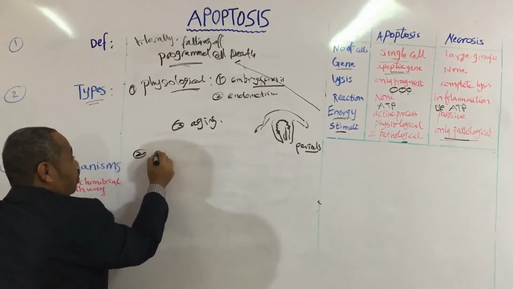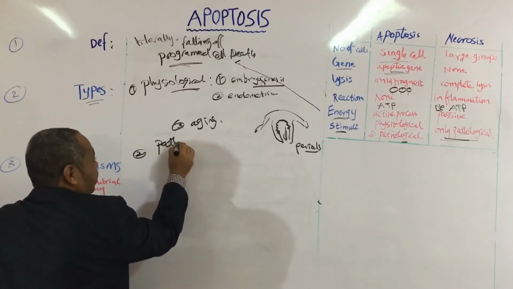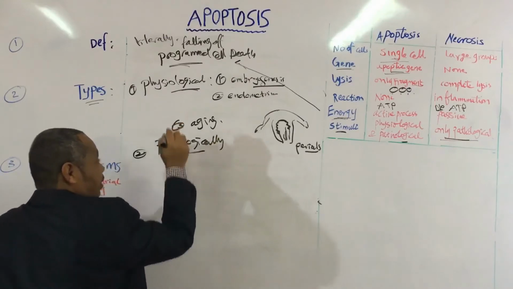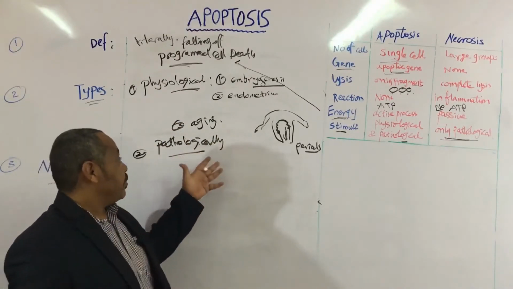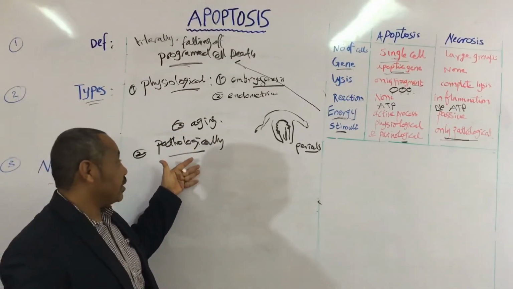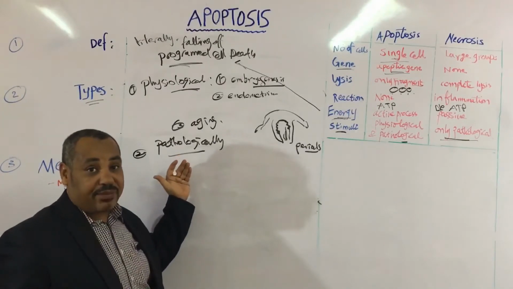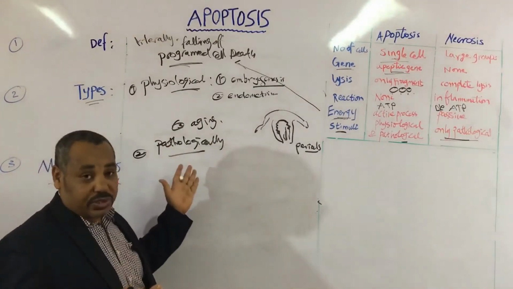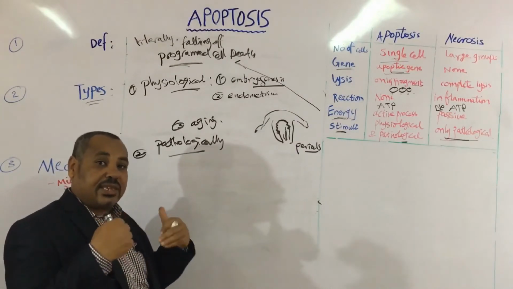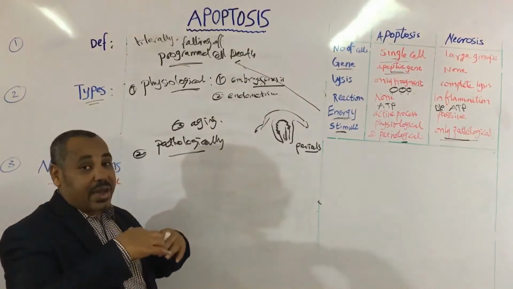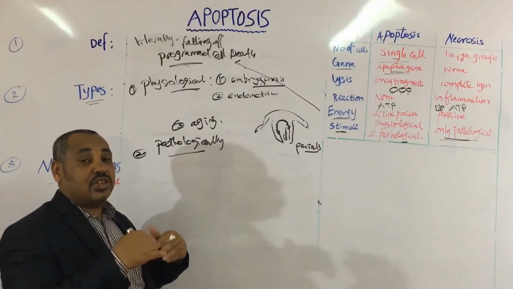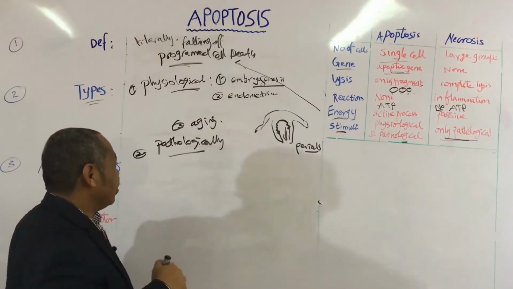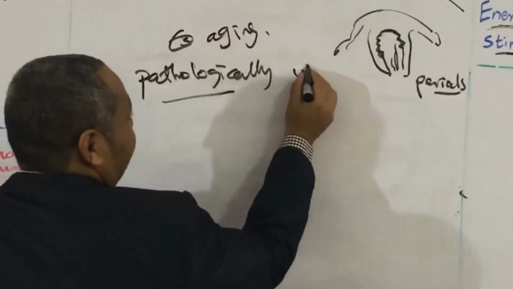Number 2, also pathologically, you will find that apoptosis can take place in a pathological stimulus, like, for example, a virally infected cell. They will kill themselves by apoptosis. Actually, in apoptosis, the cell kills itself because it is programmed by a specific gene from inside, as if it is a suicide. The cells kill themselves. So here, virally infected cells.